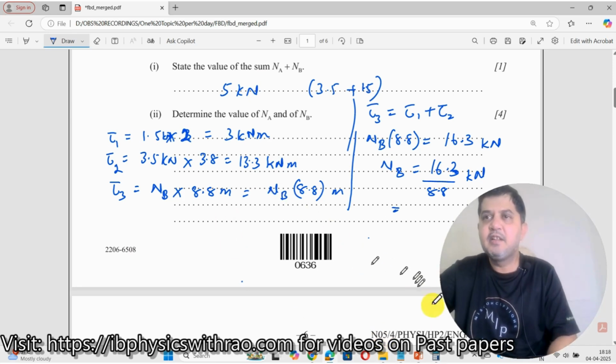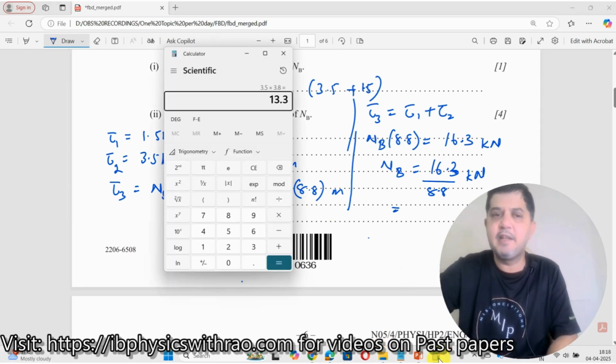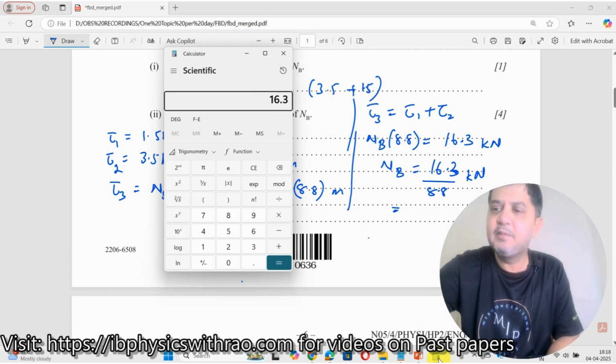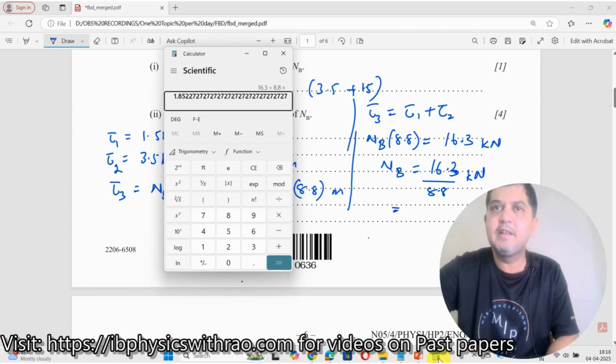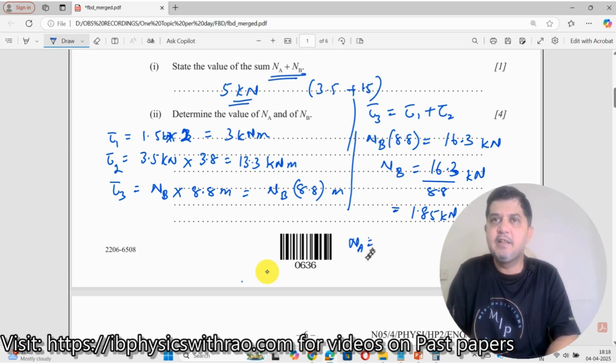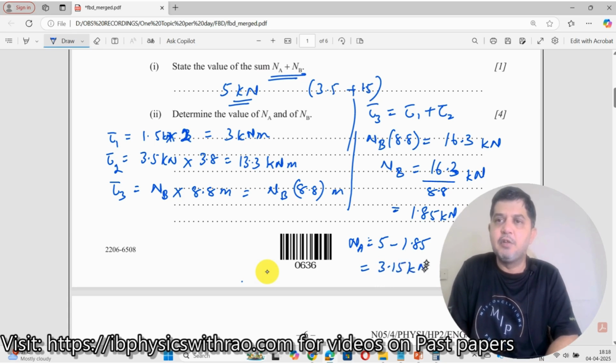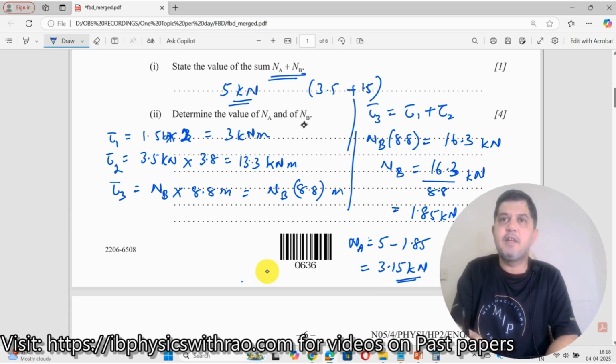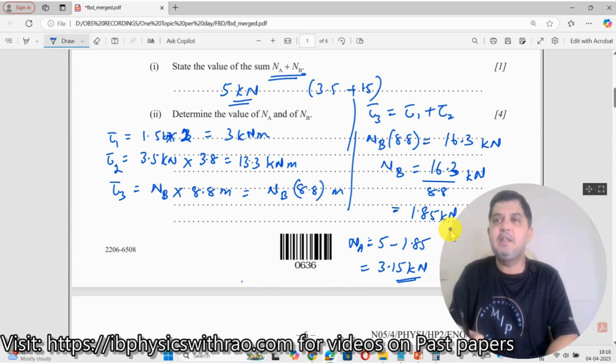Now let us solve this. I have 16.3 divided by 8.8. How much will this be? 16.3 divided by 8.8 will give me 1.85 kilonewton. So what will NA be? Now you see, NA plus NB equals 5 kilonewton, right? So therefore, this will be 5 minus 1.85, which will be equal to 3.15 kilonewton. Thus we have found the values of NA and NB, making use of the theorem of moments.